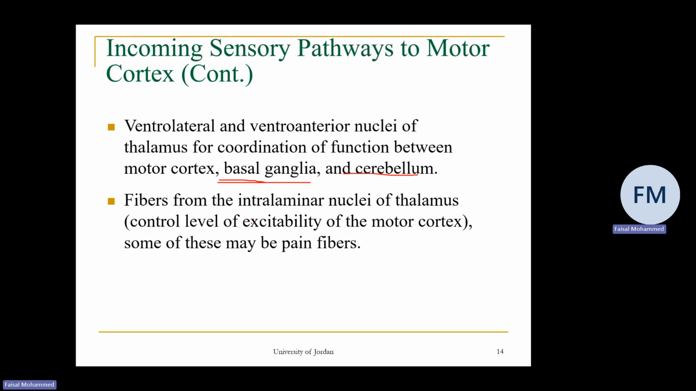Fibers from the intralaminar nuclei of the thalamus control the excitability of the motor cortex. Some of these may be pain fibers. You remember the intralaminar nuclei, the centromedian part of the nuclei, they are connected to the basal ganglia too, and they come from the basal ganglia to the centromedian part of the thalamus, and the intralaminar nuclei are part of the sensory system. They receive sensory information.